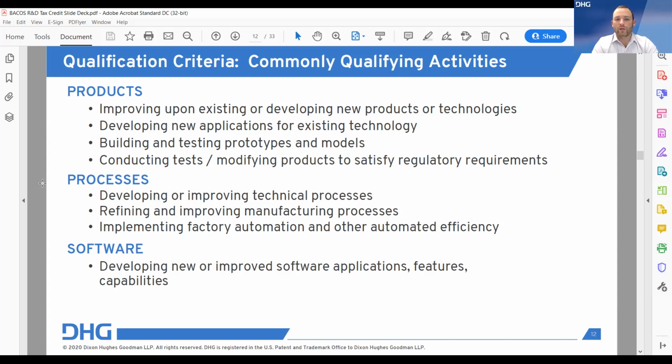And then with software, it's very similar to the product category, but essentially if you're making a new software platform, a new software application, enhancing software features and capabilities, great examples of activities that may qualify.